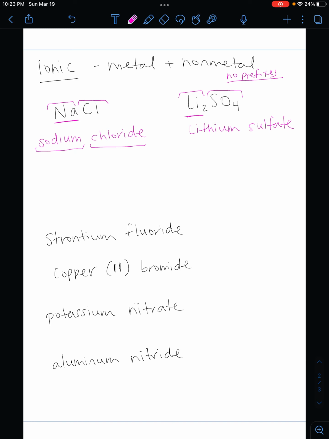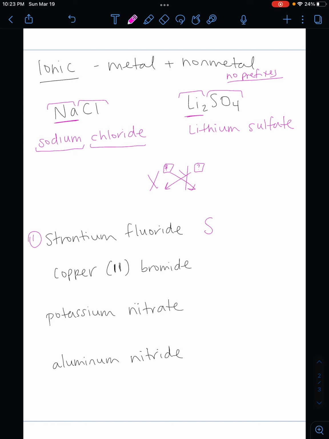Because we have to use what we call the crisscross method. That's when we're gonna take those charges, so whatever the charge is up there, maybe I should just use question marks, and we're just gonna crisscross them down below. Okay, so let's look at our first example here, strontium fluoride.